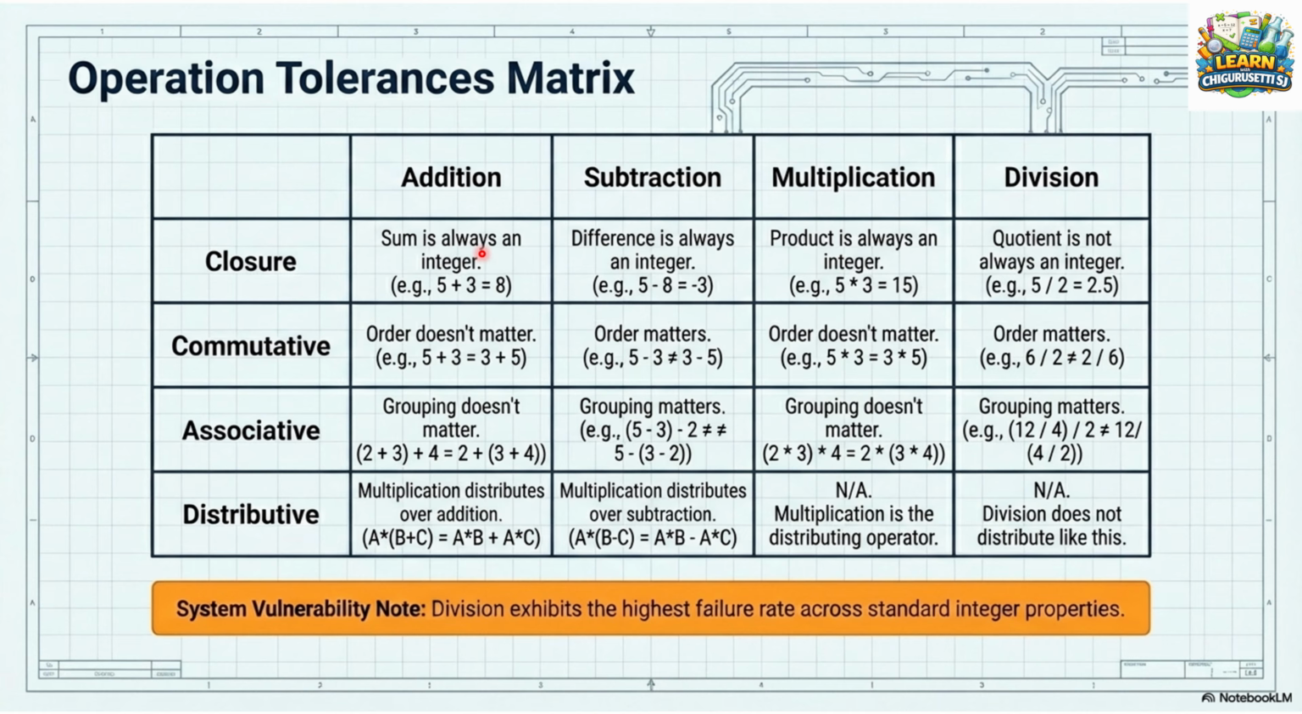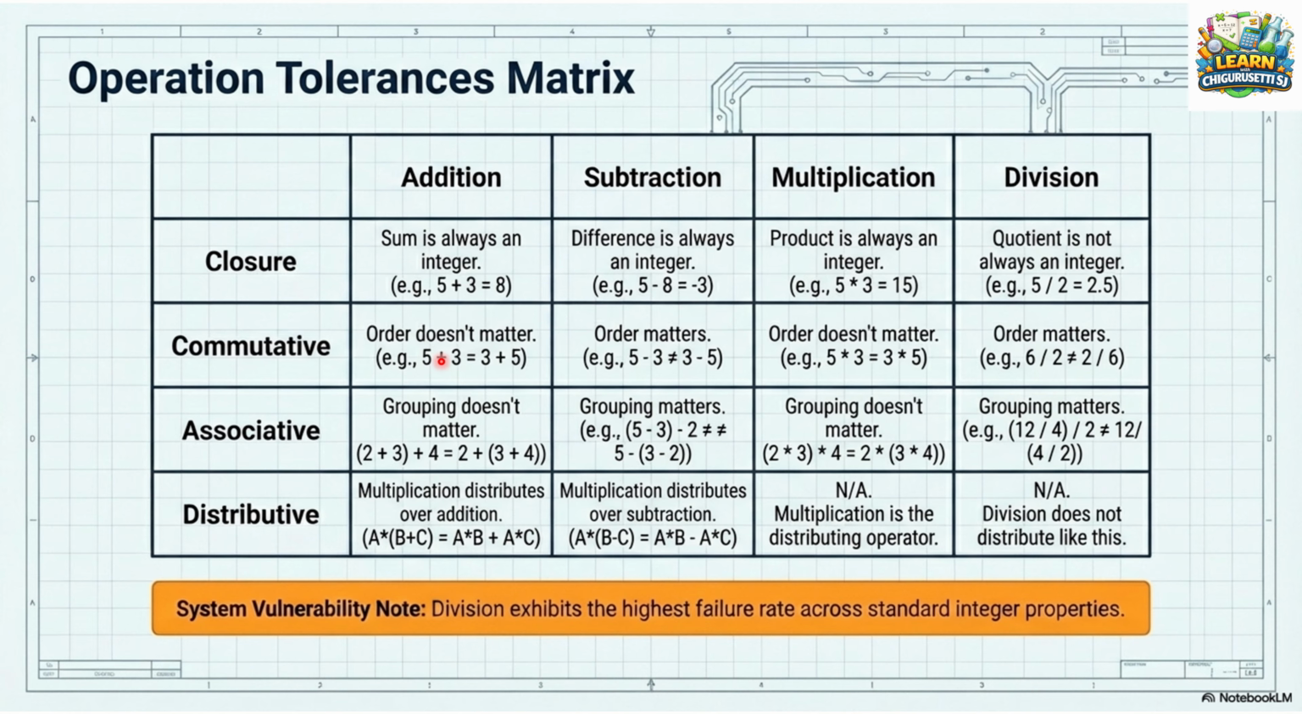For the closure, sum is always an integer, so it is satisfied. For example, 5 plus 3 is 8. Difference is also always an integer. Example, 5 minus 8 is minus 3, so it is satisfied. Product is also always an integer, because 5 3s are 15, so it still satisfies. But division cannot always be an integer, because if you do 5 by 2, you'll get 2.5. So this doesn't satisfy. Like that we have for commutative.